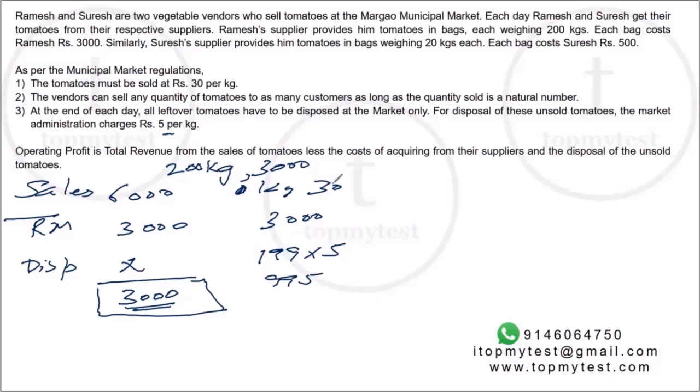So 199 into 5 will be 995. So his total sales is 30. His total cost will be 3995. His net loss will be minus 3965.